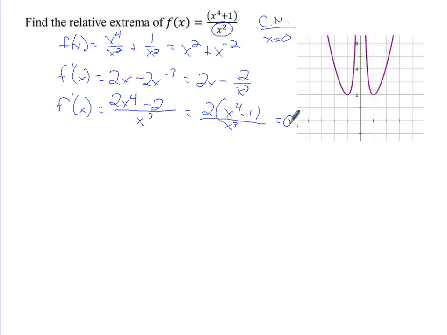Multiply both sides by x cubed to get rid of the denominator, and then I can also divide both sides by 2 to get rid of that 2. And I'm left with x to the fourth minus 1 equals 0. Now what?